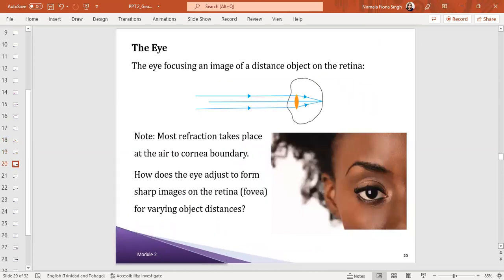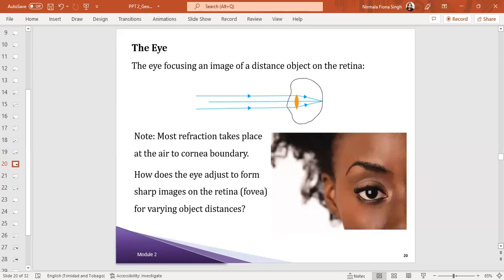All right, so let's go into the eye. The eye focuses an image of a distant object on the retina. You all should know the parts of the eye, where light starts from and ends up. If you all want me to go through the parts of the eye in detail, tell me, but it's not really something that we do at CAPE level. You have to know more than just that.